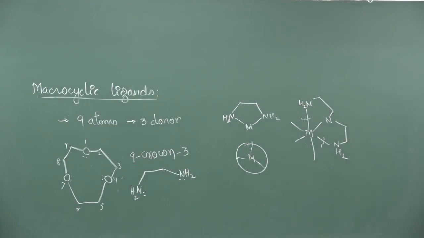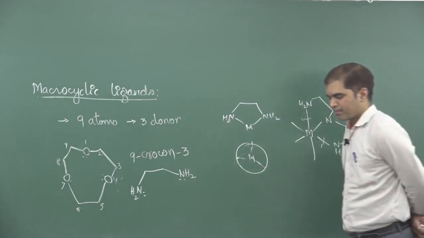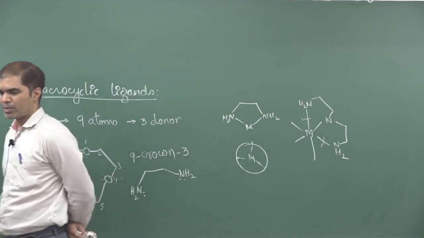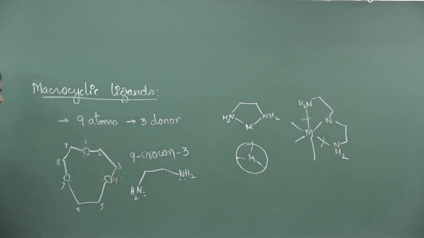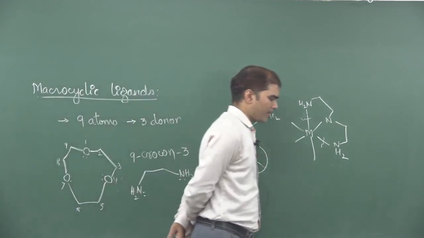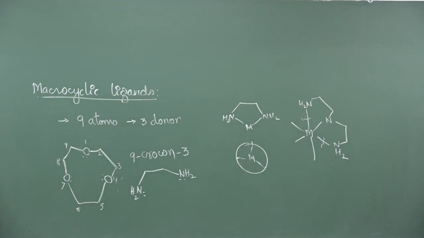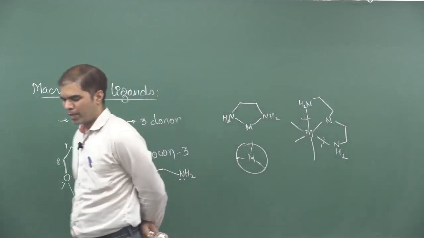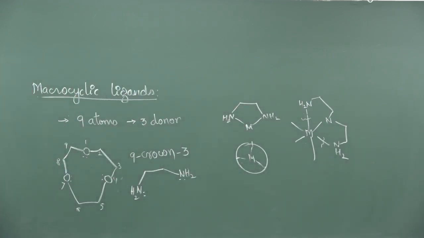Macrocyclic ligand. For a ligand to be called a macrocycle, there must be a minimum of 9 atoms, out of which 3 must be donor atoms.